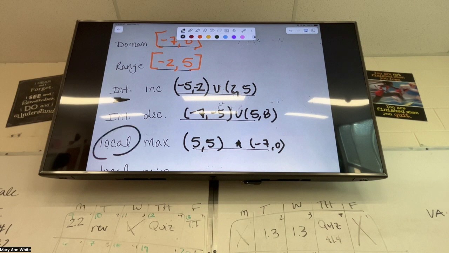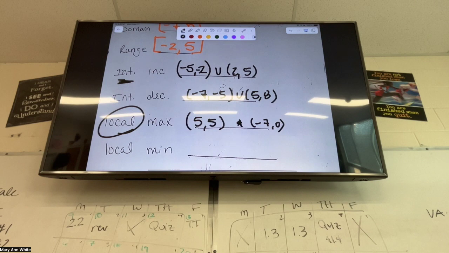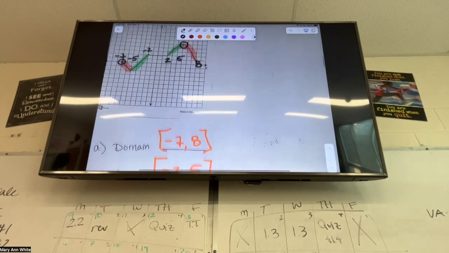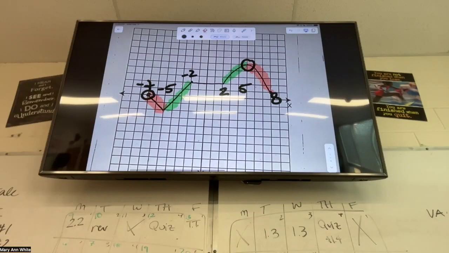Since I asked for local, I'm asking for all of the ones that are highest of all the ones around it. Nothing around negative seven, zero is higher than it, so we got to keep it. Now we got to do our local mins. What's the lowest point on the graph? What's my absolute min? Negative 5, negative 2. Negative 5, negative 2. Very good.